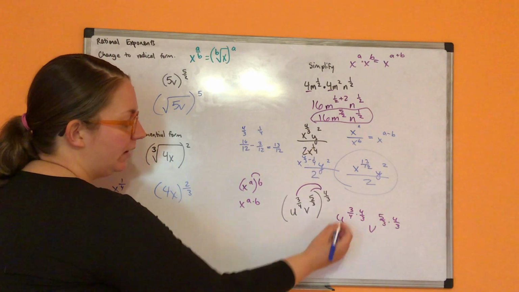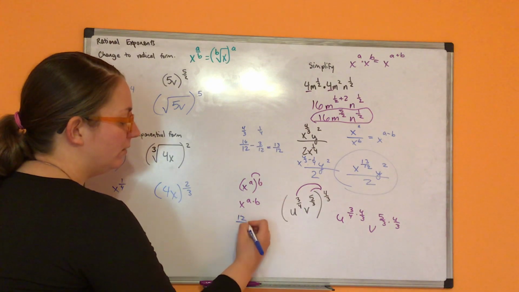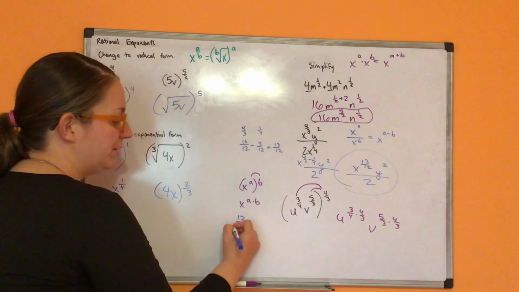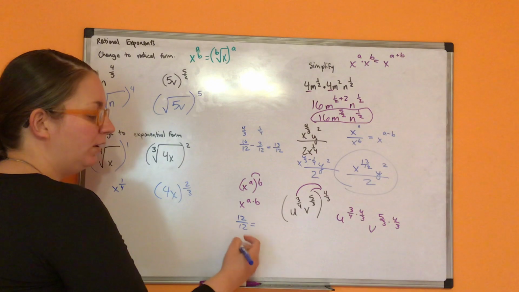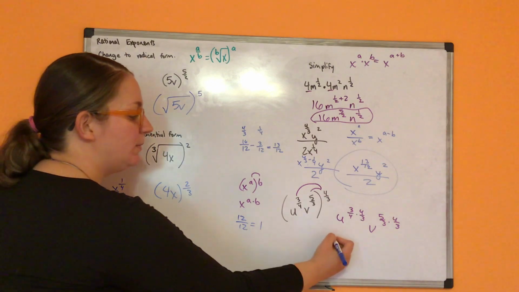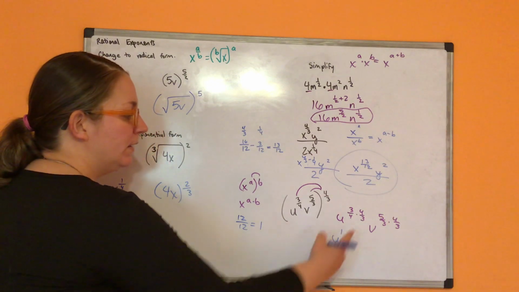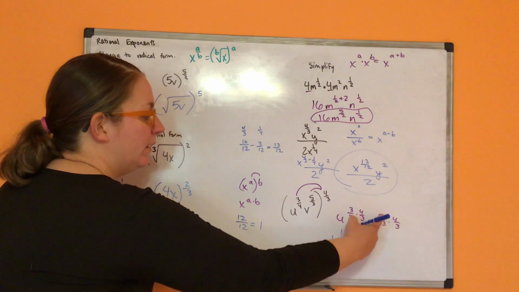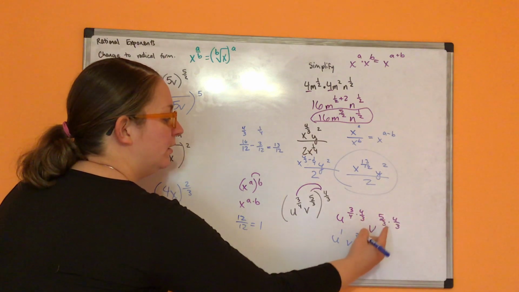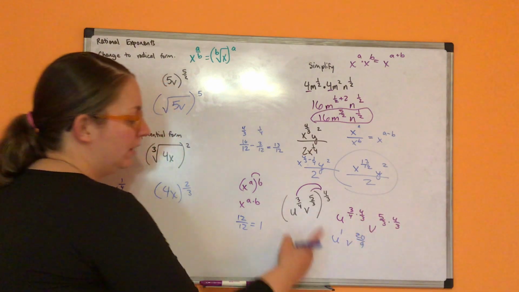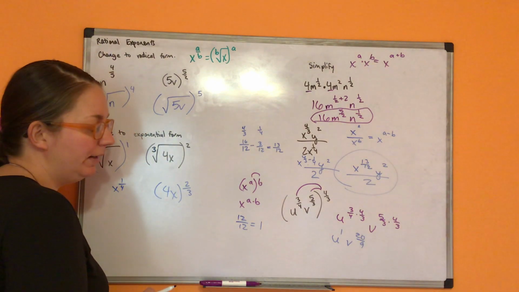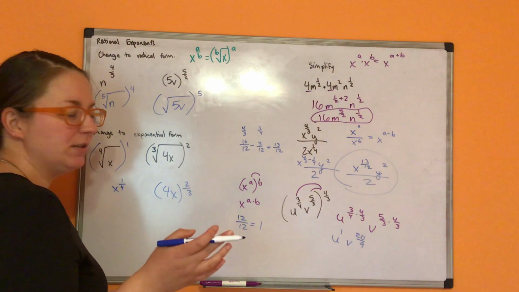So if I multiply 3 times 4, I get 12. If I multiply 4 times 3, I get 12. 12 divided by 12 is 1. So this becomes u to the 1. For my v's, 5 times 4 is 20. 3 times 3 is 9. What I have there in blue is technically correct, but it would look kind of weird as a final answer.